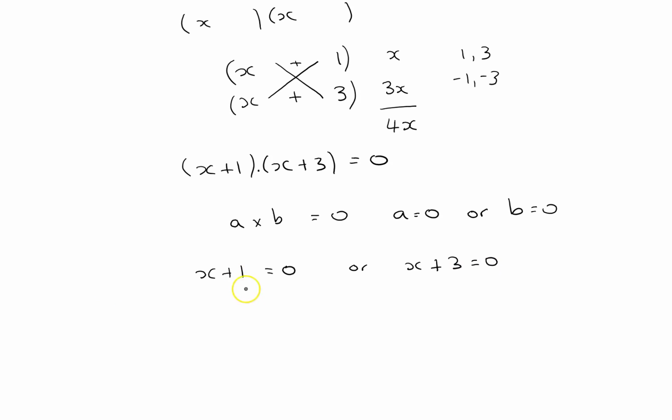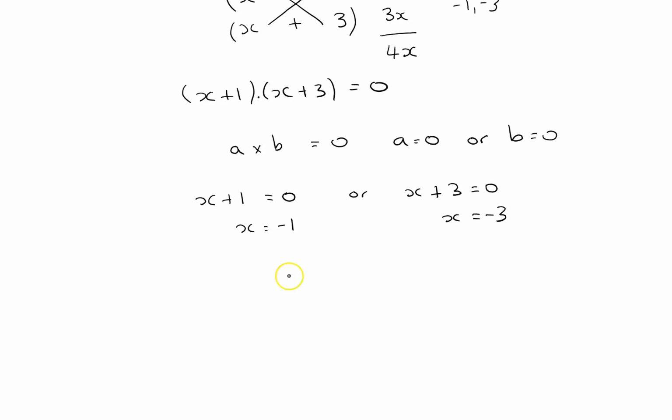So if I solve this one, I get x equals minus 1. If I solve this one, I get x equals minus 3. So we end up with two solutions to our quadratic. x can be either minus 1 or minus 3. And substituting either of these values into our original equation will give us an answer of 0. So we have solved the quadratic equation using factors.